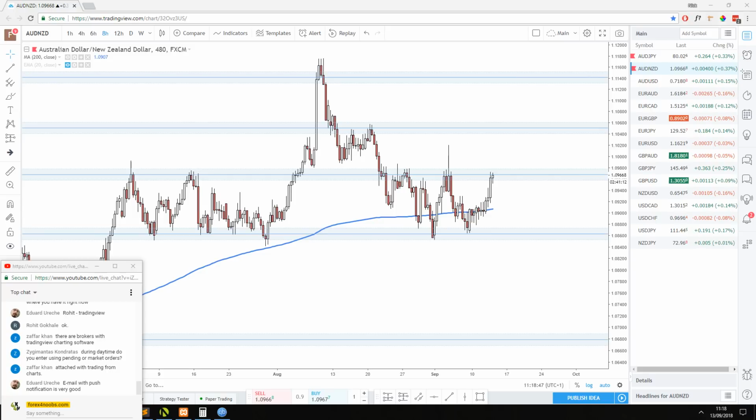So what do I mean by a range? I mean price is bouncing back and forth between these two support resistance areas. It's done that in the past.